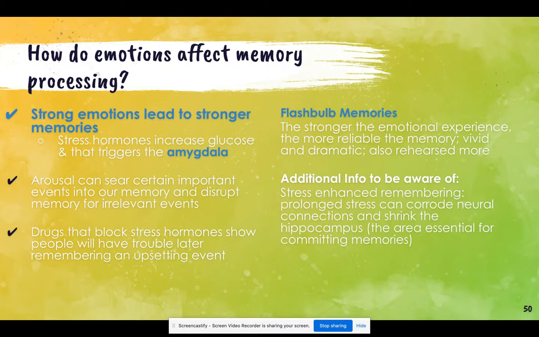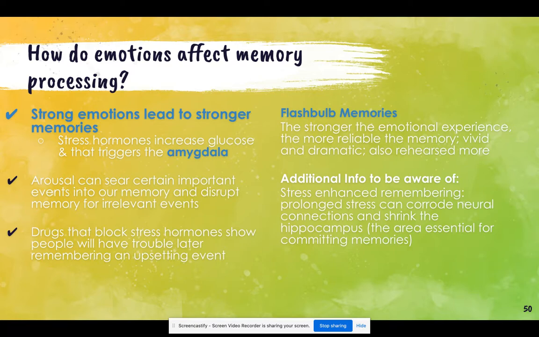We know that there are drugs that can block stress hormones. And when we block those stress hormones, it actually does interrupt people's ability to remember things that are upsetting. So that's a cool area of research when you think about all the traumatic and terrible things that could happen. Like I was talking about before with searing important events into our memory, that would be flashbulb memories. What we know is that the stronger the emotional experience, the more reliable the memory. They are vivid and dramatic, and we also rehearse them more in our brains, which lays them down.